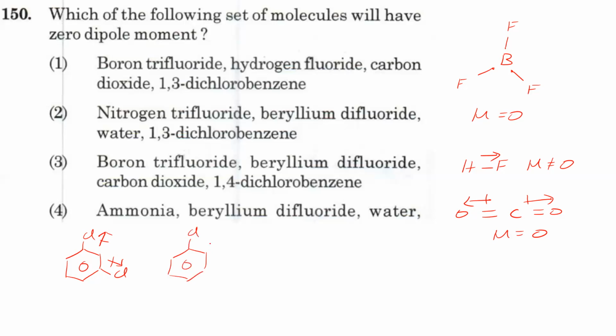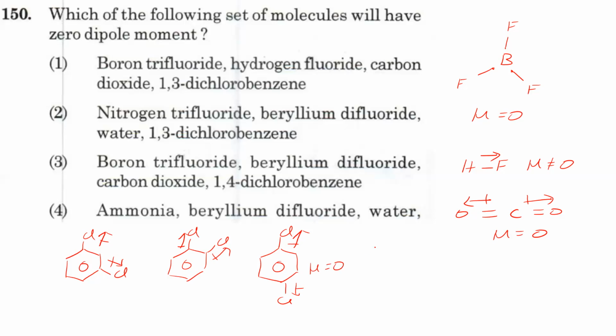Now we will take ortho, here dipole moment like this, here dipole moment like this. So net dipole moment is present. Now we will take the para compound, dipole moment like this, here dipole moment like this. So 180 degrees, therefore net dipole moment is equal to 0.